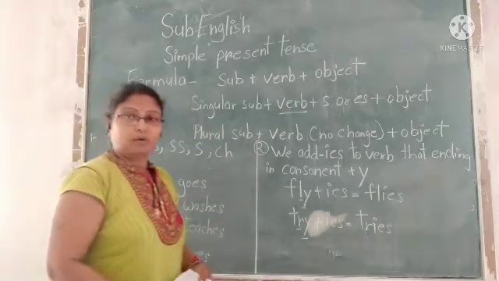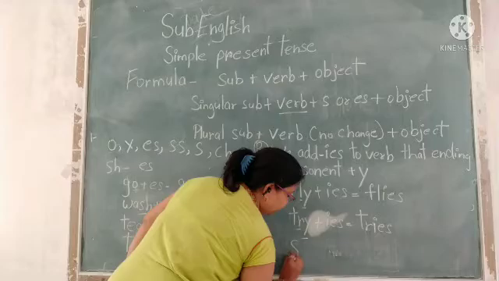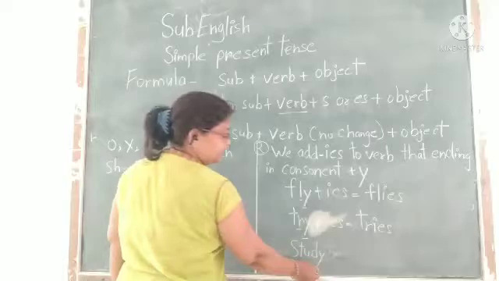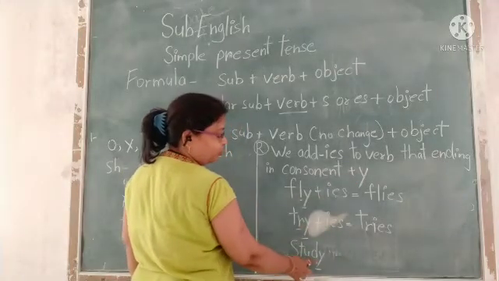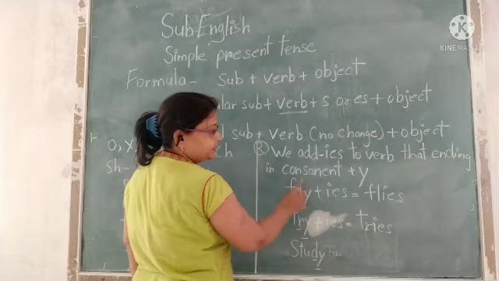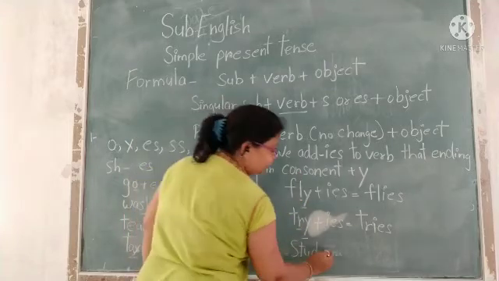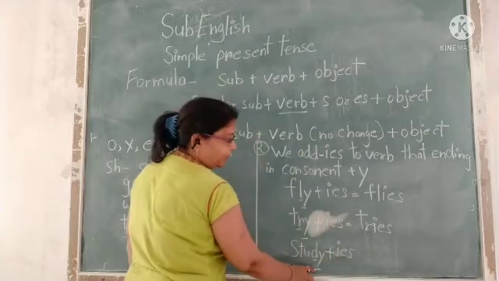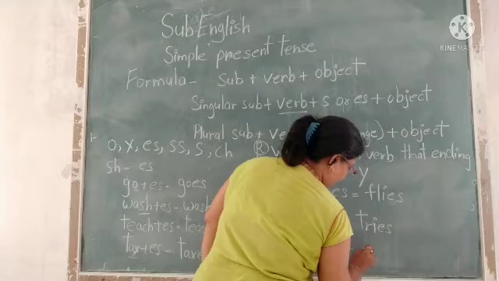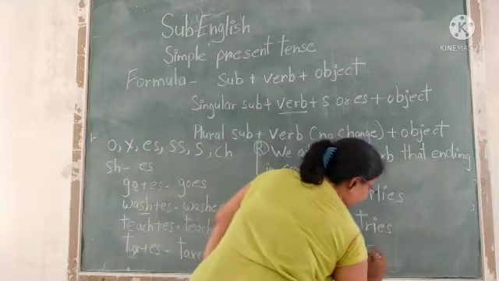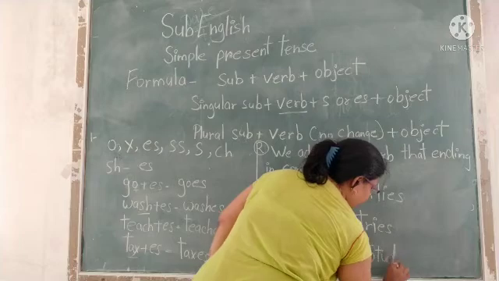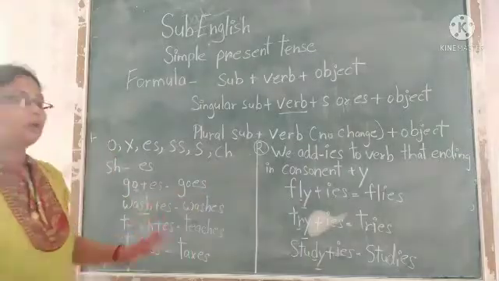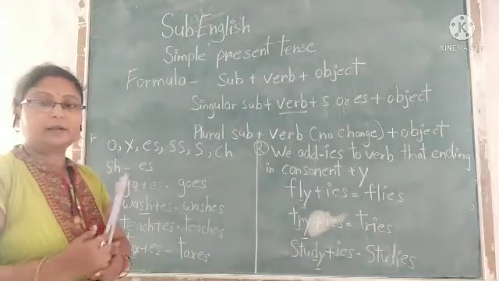Okay students, now look at next example, study. Look students, its ending letter is y, and before y we find d, and d is a consonant. So in this verb we add ies in place of y. So our verb will be studies. Okay students, now look at another rule.